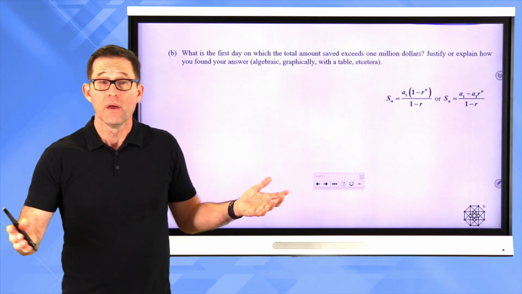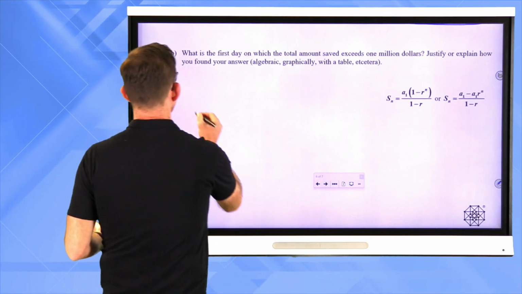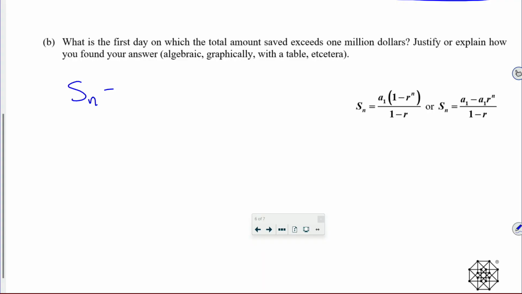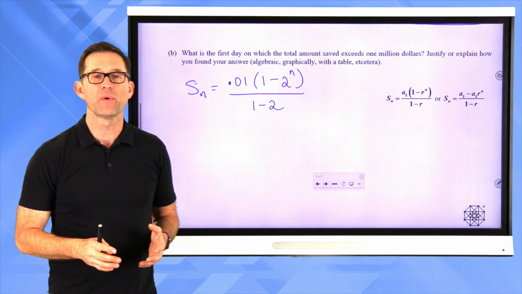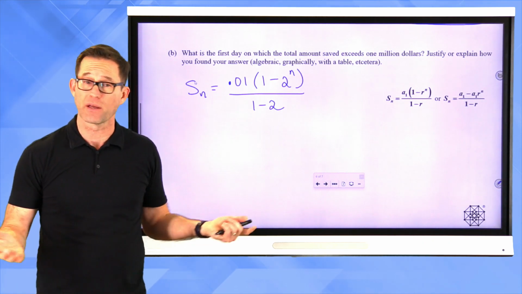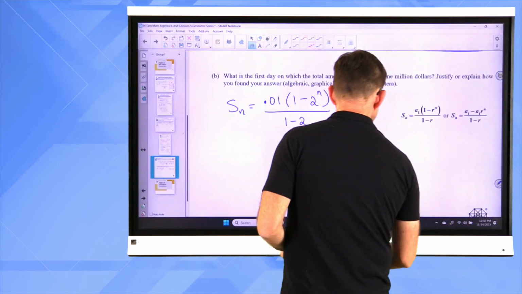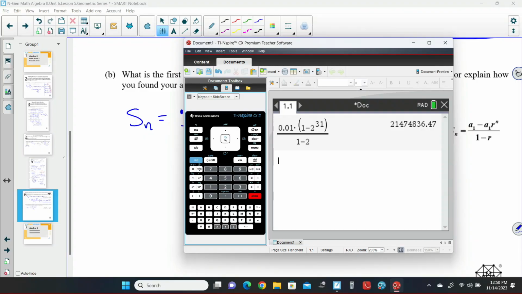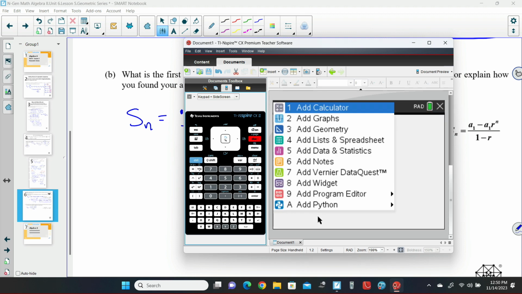All right. Well, we can really look at it. We've got S sub n, which is really a function of n, is 0.01 times 1 minus 2 to the n, all divided by 1 minus 2, right? That expression is telling us how much we've saved as a function of the number of days we've been saving. So let's just experiment with this a little bit. We know when n is 31, we're at like 27 million. All right, so that's a lot.